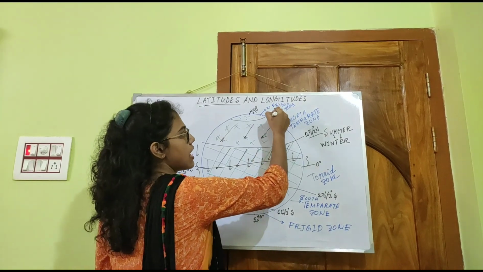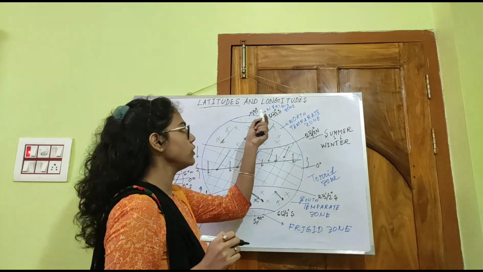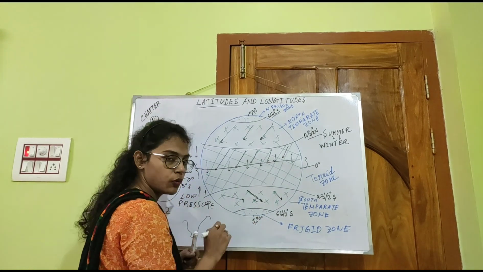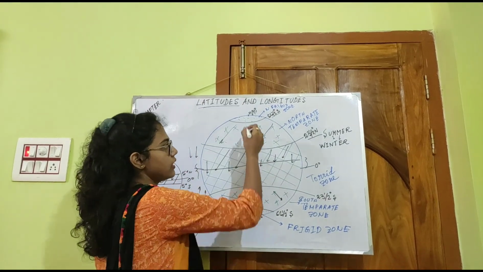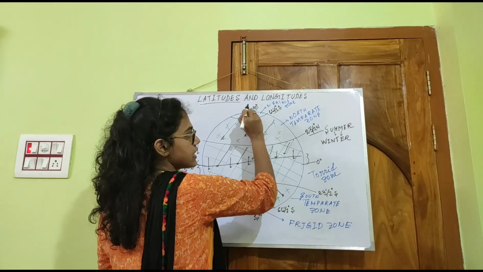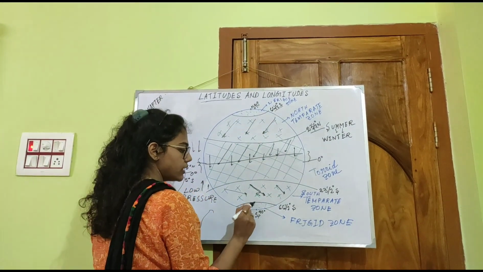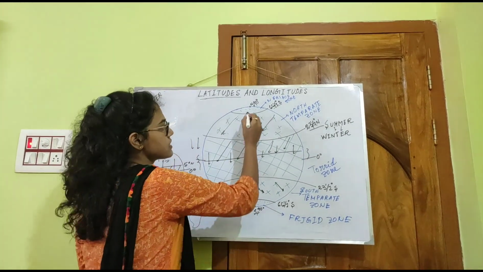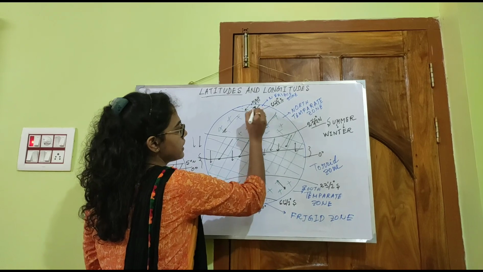Next is the frigid zone. From 66.5 degrees to 90 degrees north, the North Pole, and 66.5 degrees south to 90 degrees south, the South Pole. That is, from the Arctic Circle to the North Pole and the Antarctic Circle to the South Pole. These portions are called the frigid zone. Here the temperature is very low.